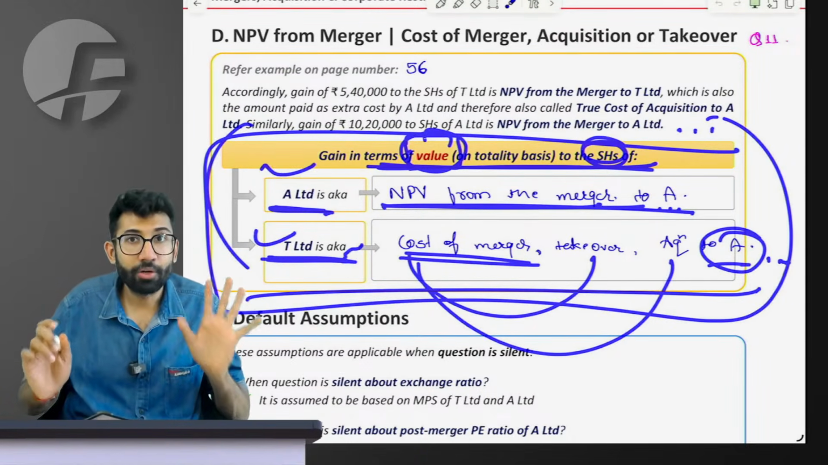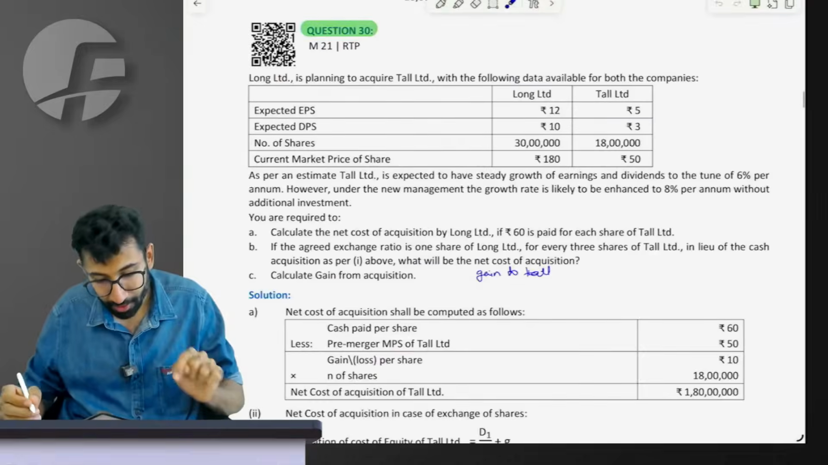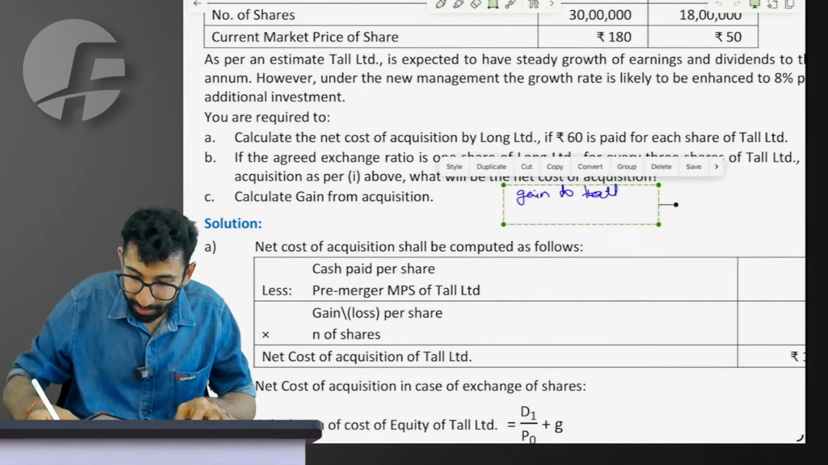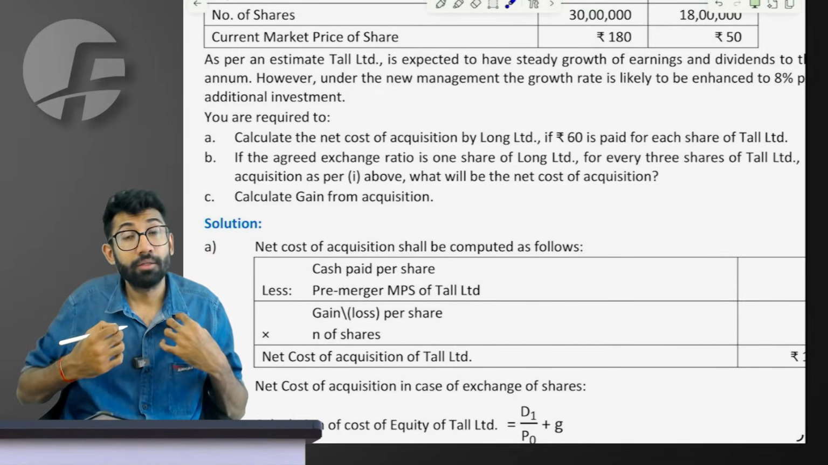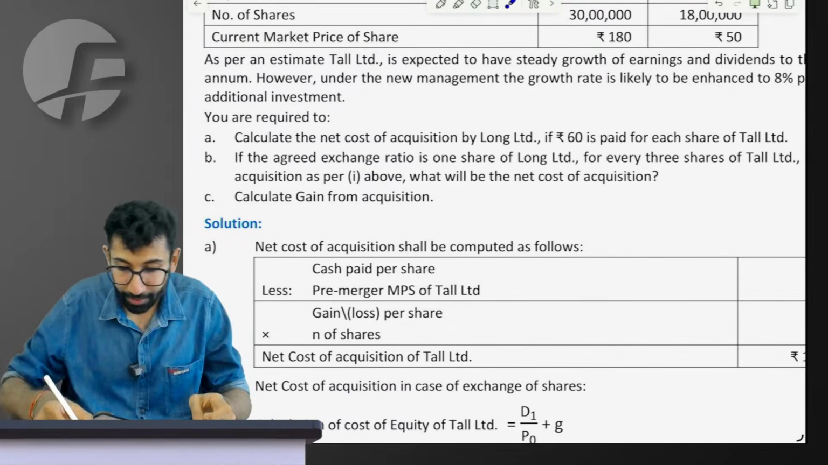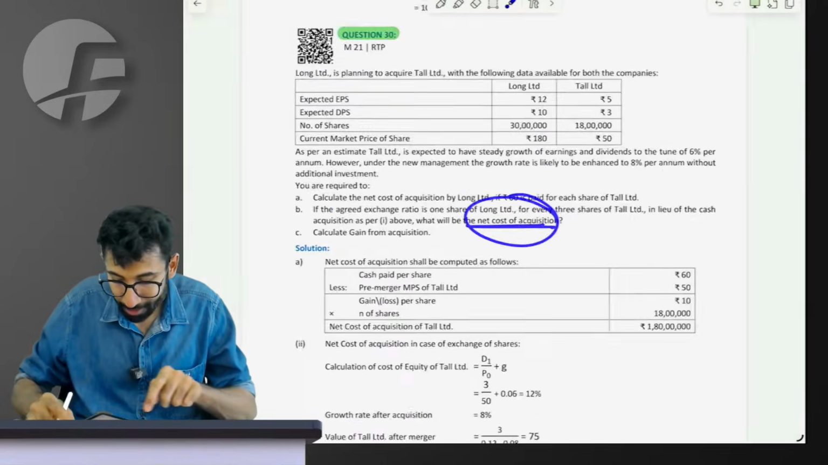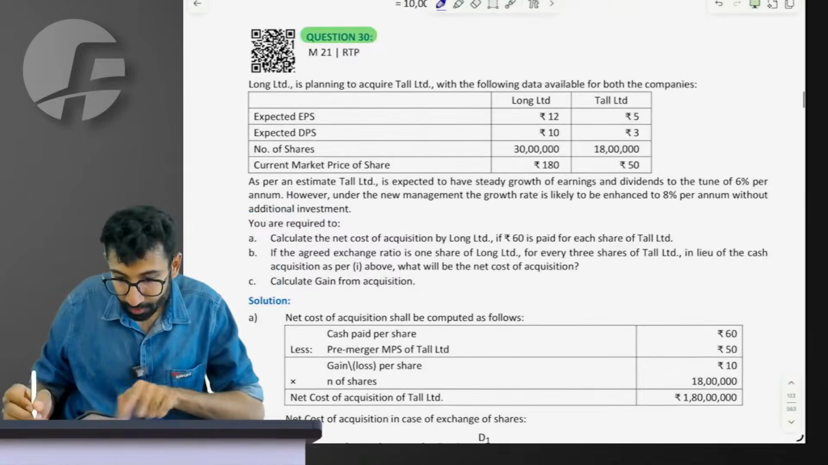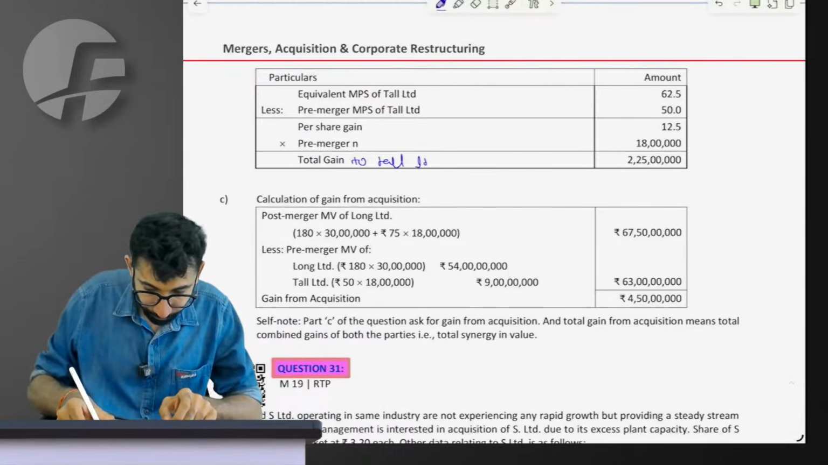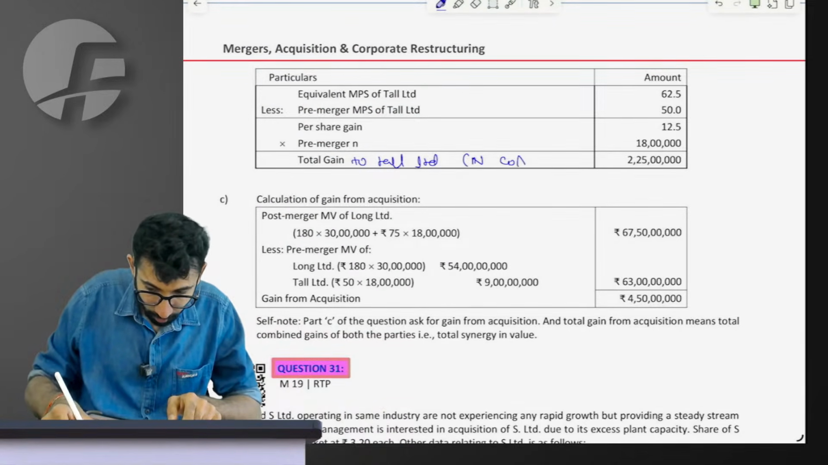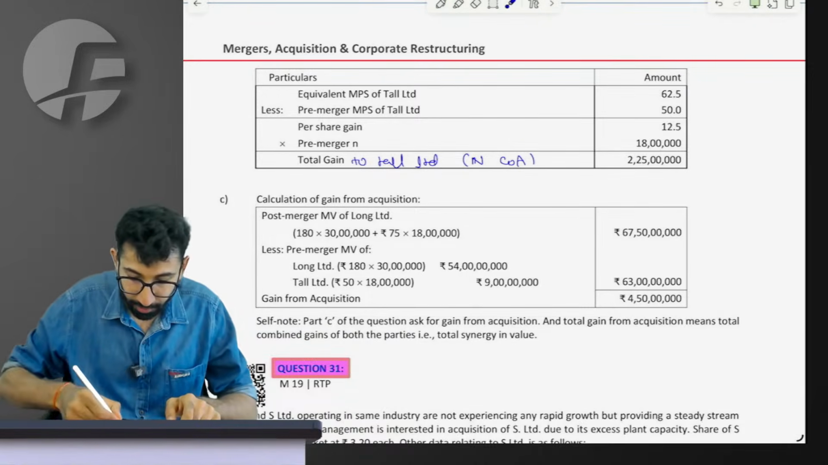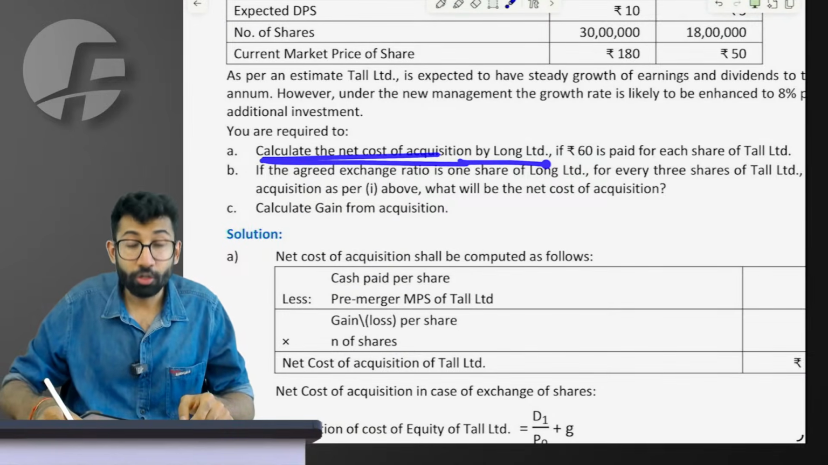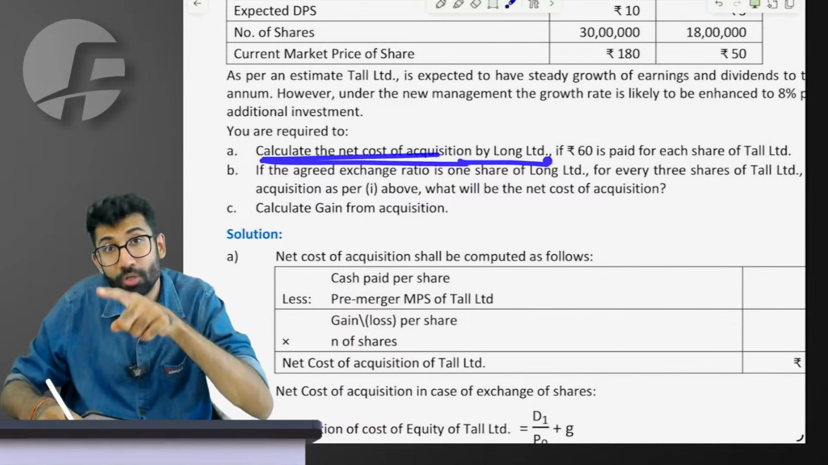Gain loss calculation, you already know. You just have to process the terminology. For example, in the B part of this question, they ask for the net cost of acquisition. How much is the cost of acquisition to the acquirer? It is the gain of the target company, which is why in this particular part, B part, we calculated the total gain to Toll Limited, the target company. Align with me on this. In the first part, they are asking to calculate the net cost of acquisition by Long. So the cost to Long is the gain to the target, which is Toll.